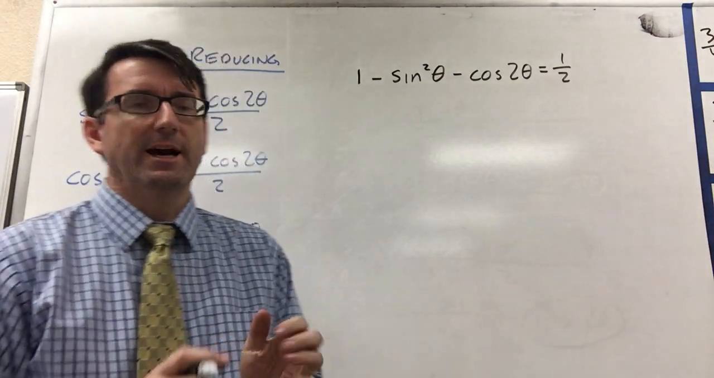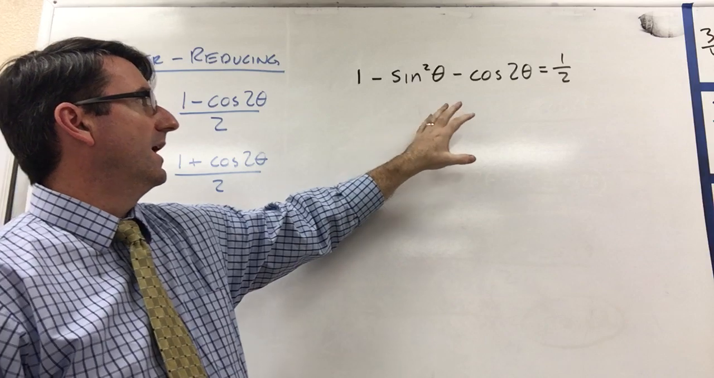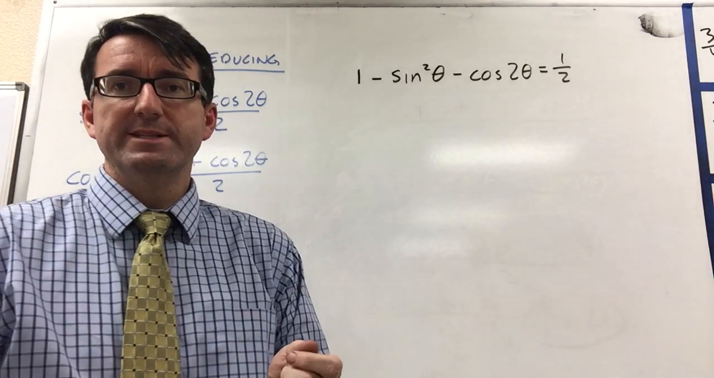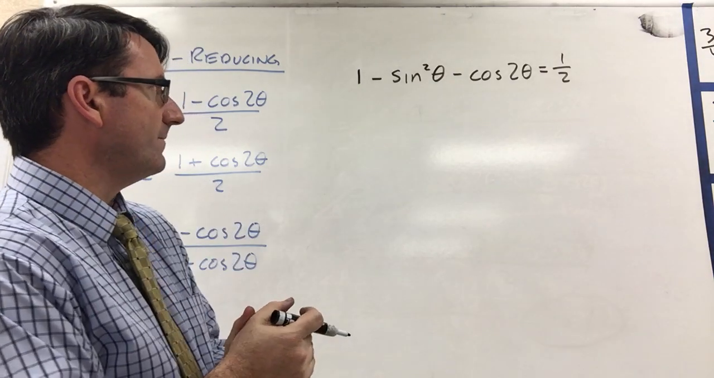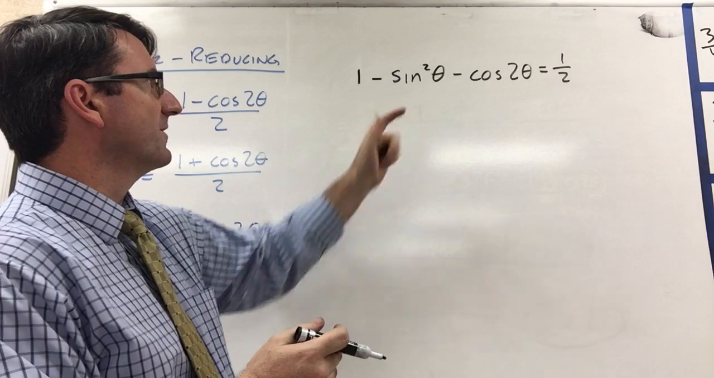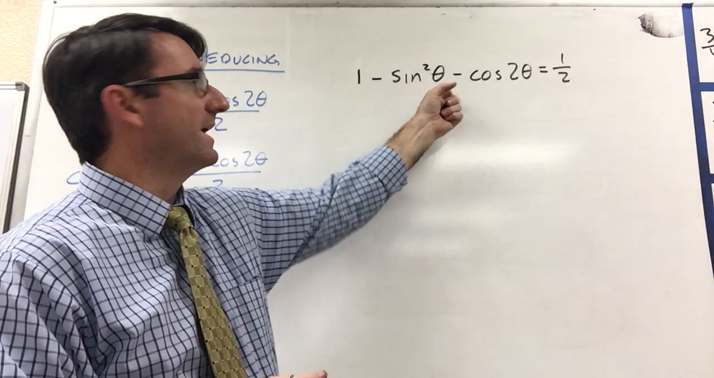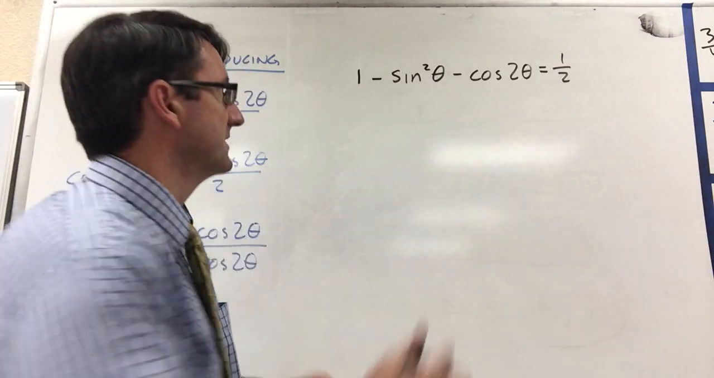Number 19 gives us this equation and asks us to find all values for theta between 0 and 2 pi. So on that interval from 0 to 2 pi. All right, so the first thing that's screaming at me right here is that we've got 1 minus sine squared. Let's change that to cosine squared. Then everything will be cosine.